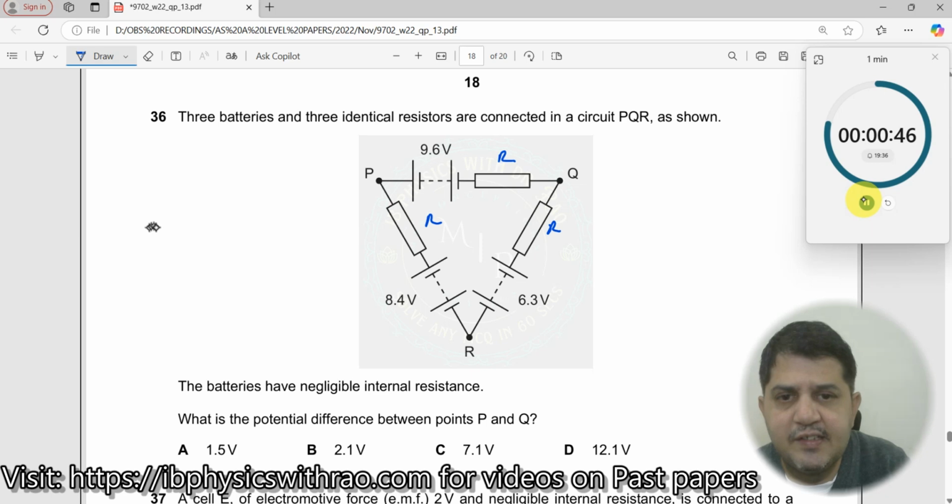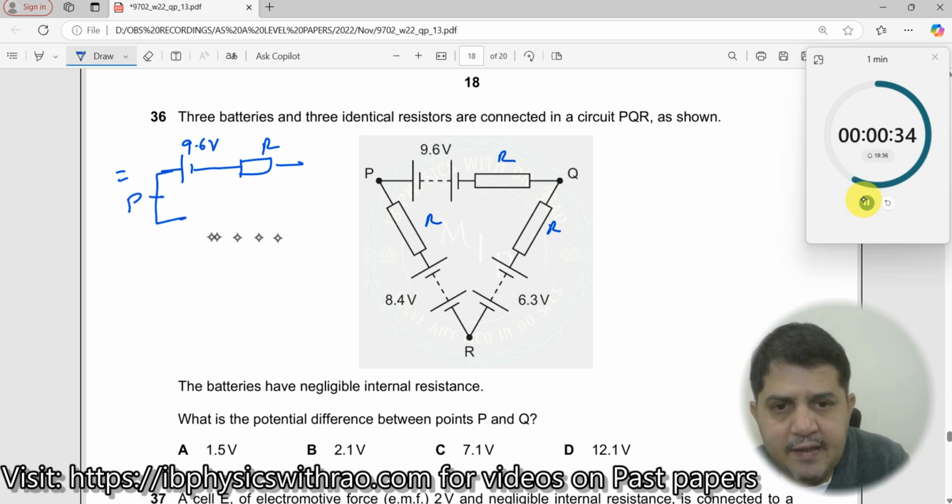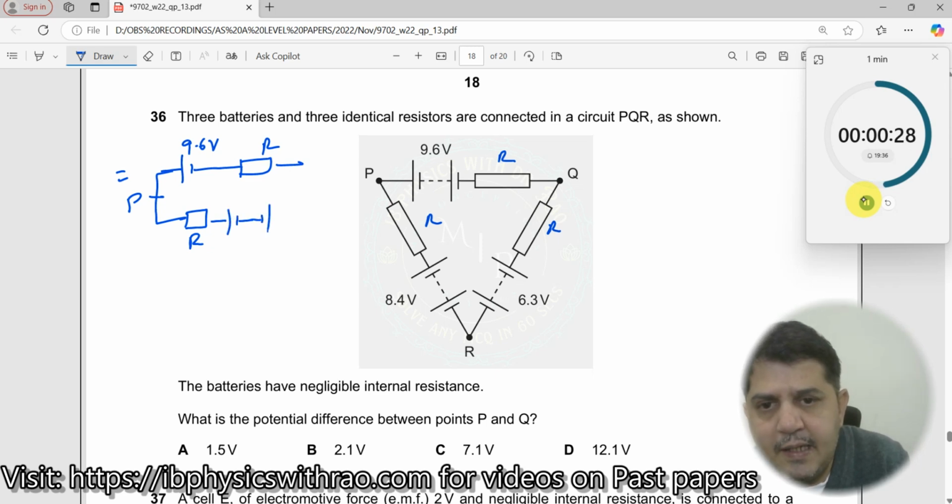Now let us redraw this circuit. It looks like this. This is your 9.6 volt battery, and this is your resistance R. Now, this is your point P, and here you have a resistance R. Then you have a battery here, and once again a battery here. The polarities are like this: this is 8.4, this is 6.3, and you have a resistance like this, and this is your Q here.